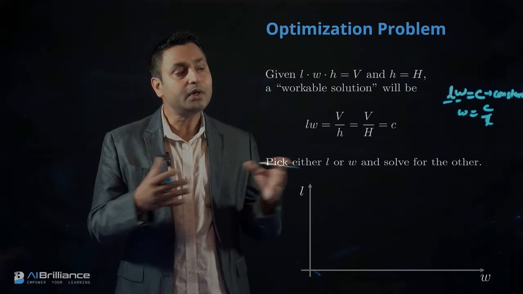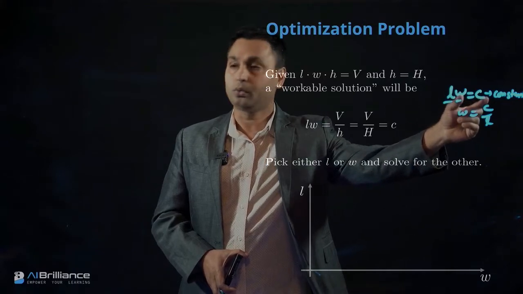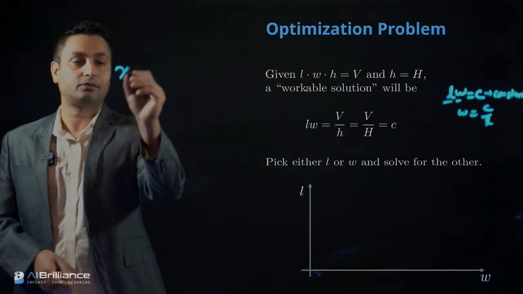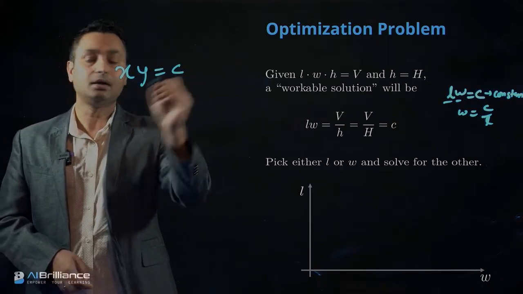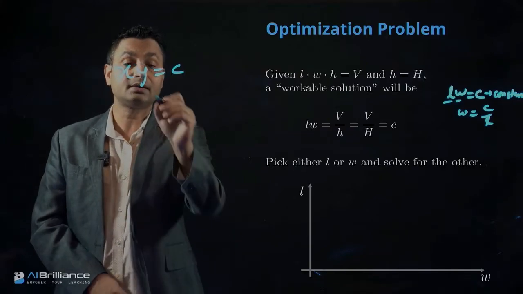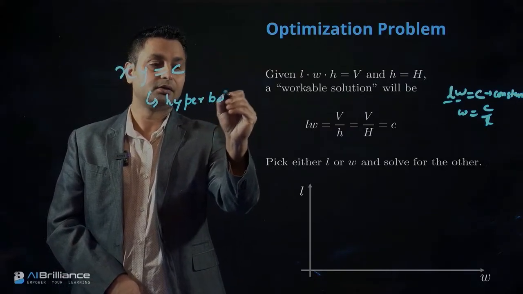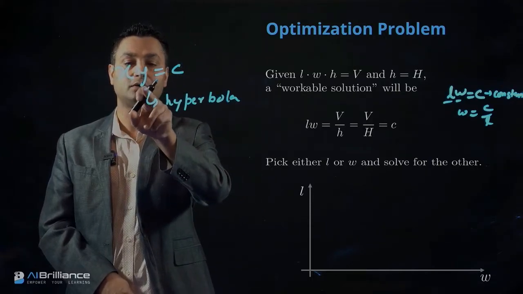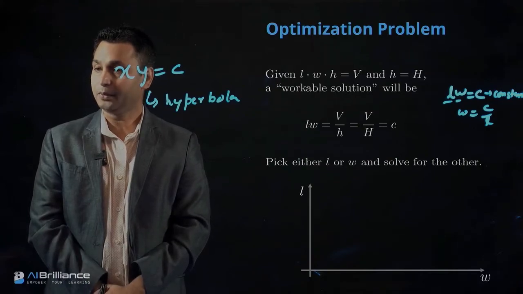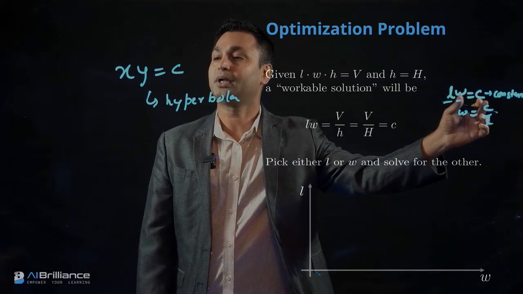One way to think about this problem is, if you look at this equation LW equal to C, in maths there is a geometric formula which is widely used, which is xy is equal to C, right? And this is the equation of a hyperbola. This is a common equation. So x and y are variables where C is a constant, and that is the equation of a hyperbola, and that's exactly what this equation is, right? Two variables multiplied is equal to C.